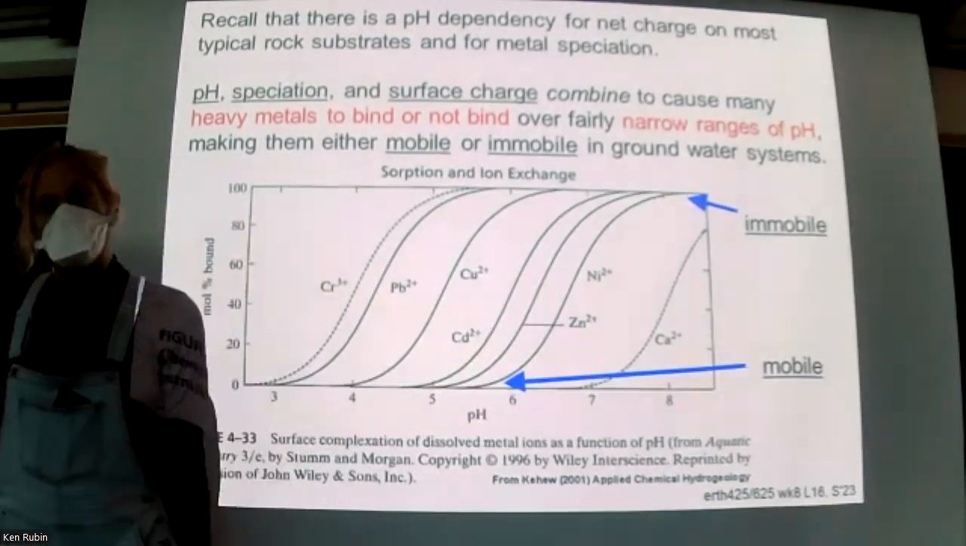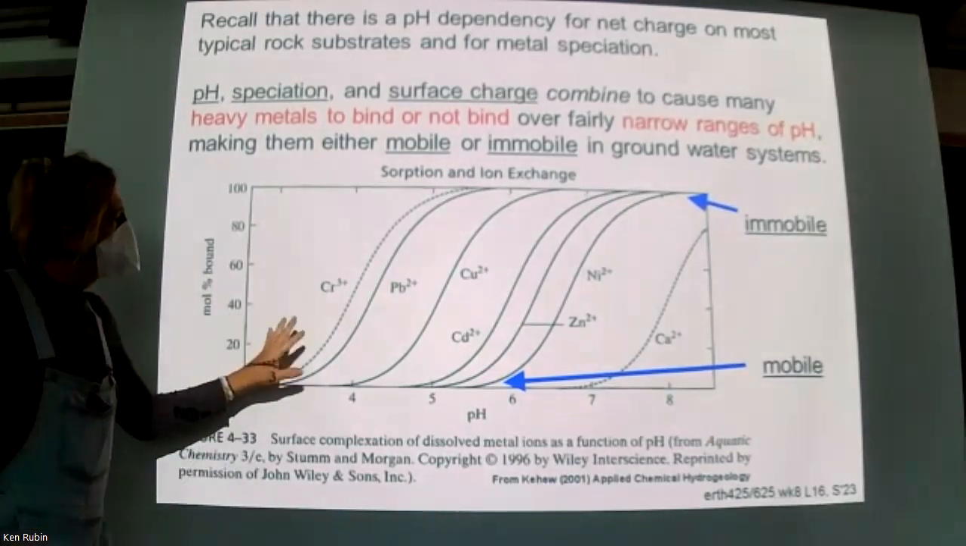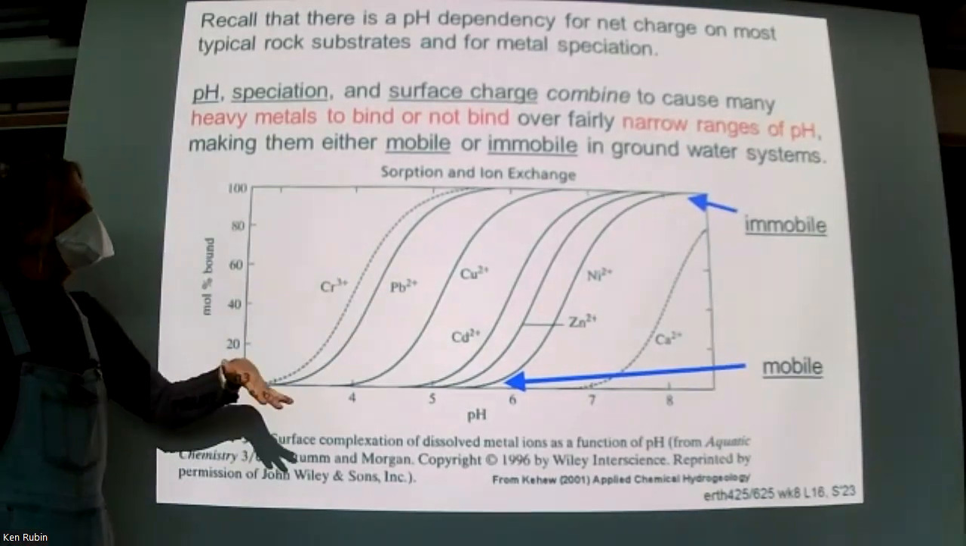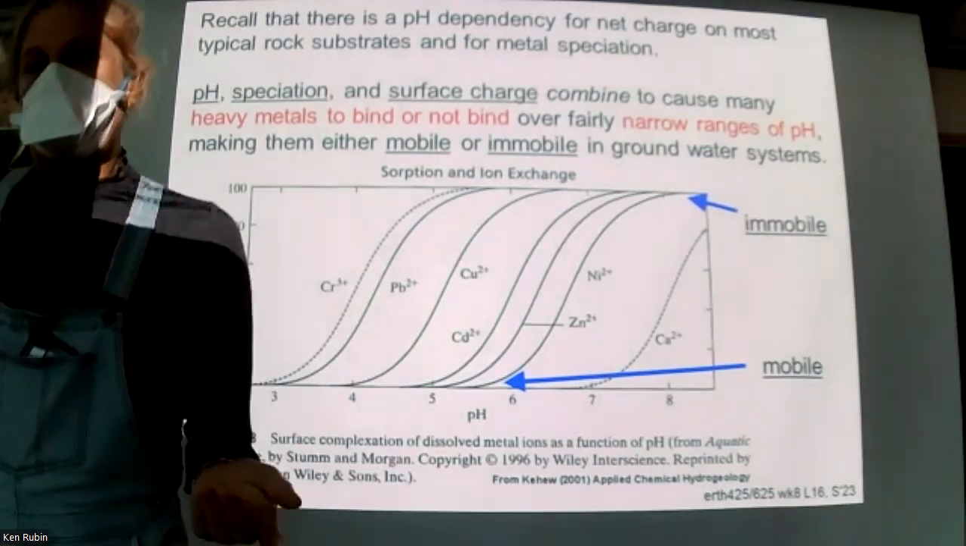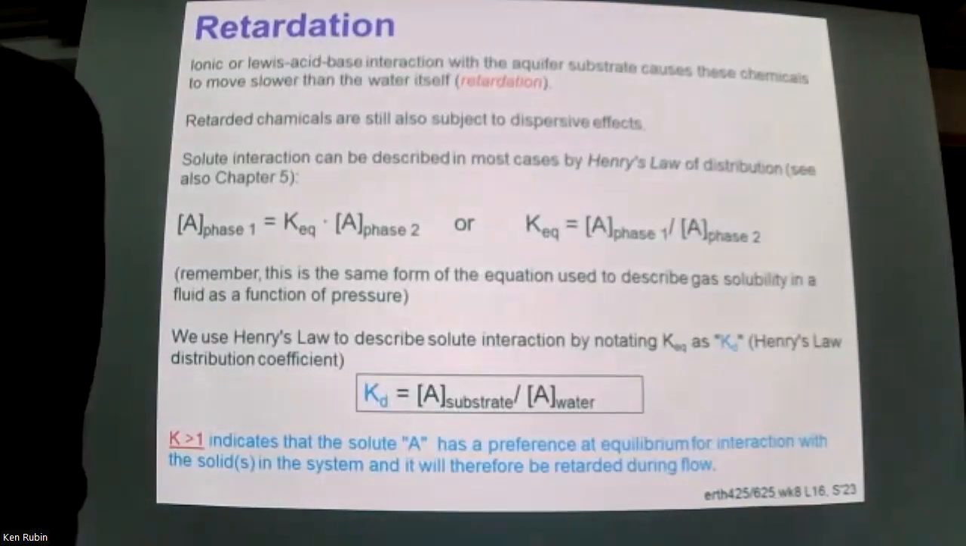And you can see where some of these other metals sit. And this is metals in the absence of organic chelating agents. If we add in organic chelating agents, we can move some of these curves around. It makes it even more complicated.